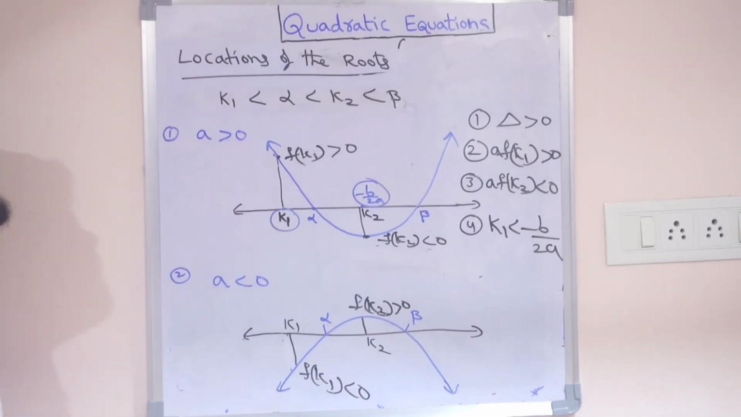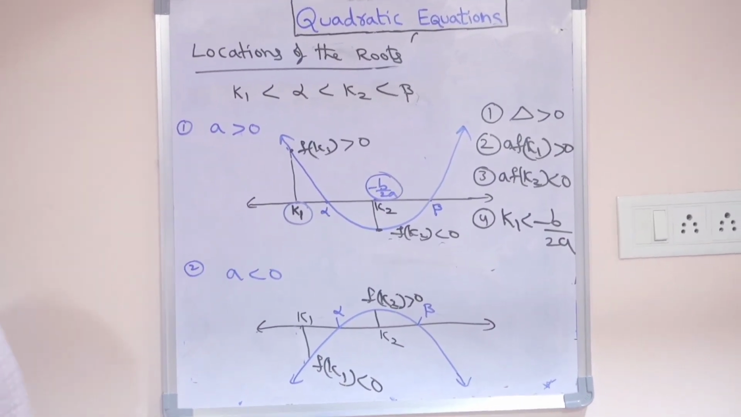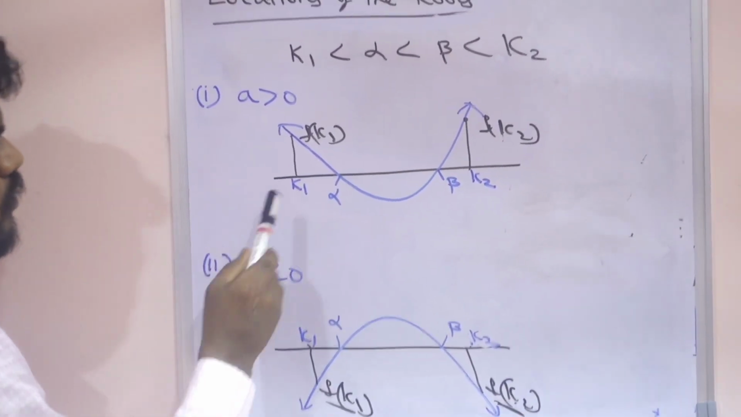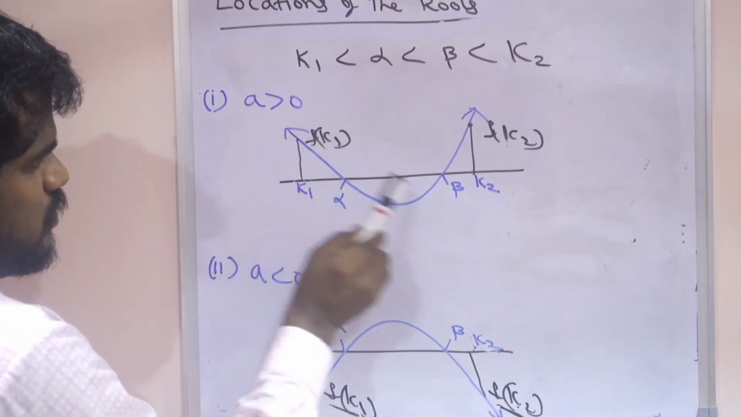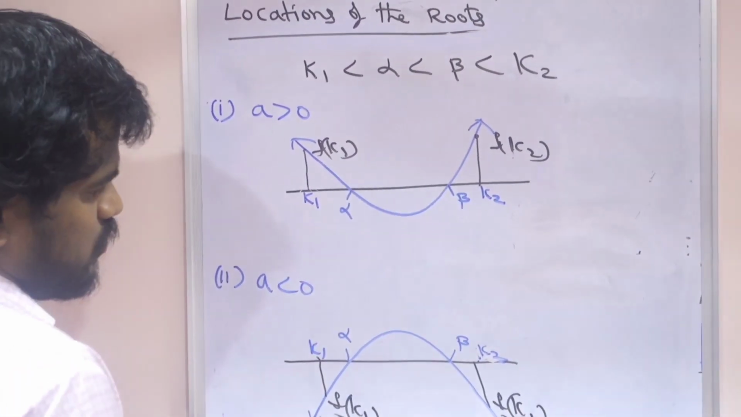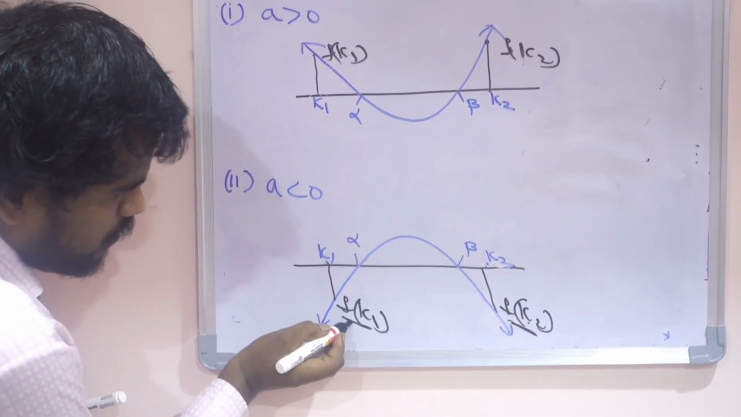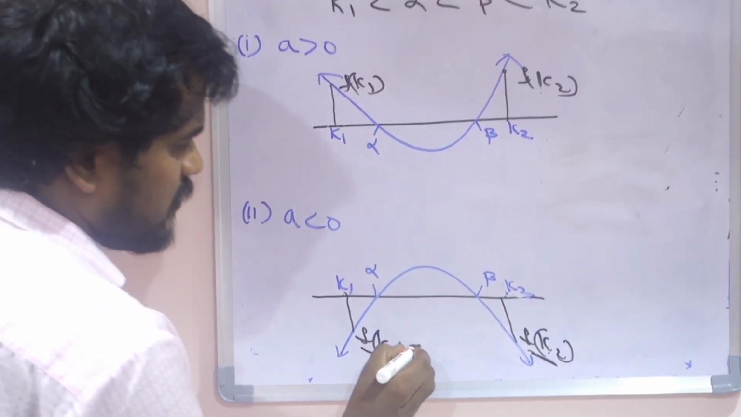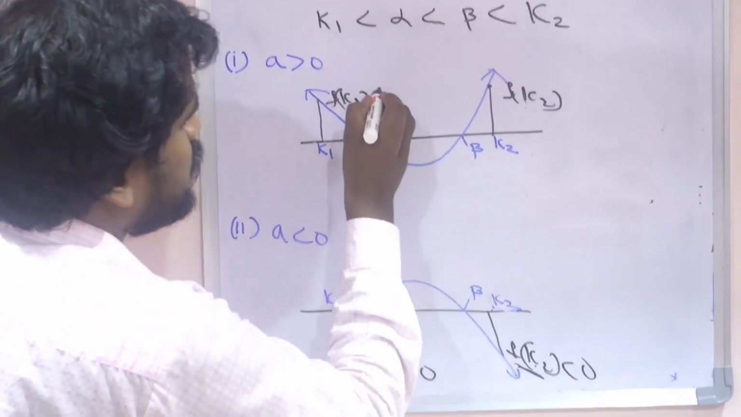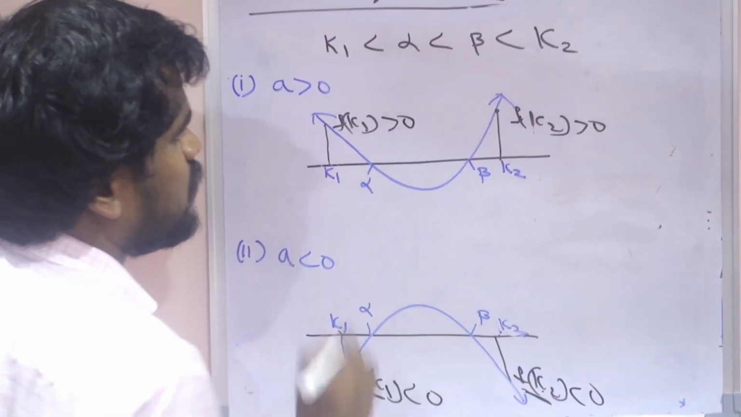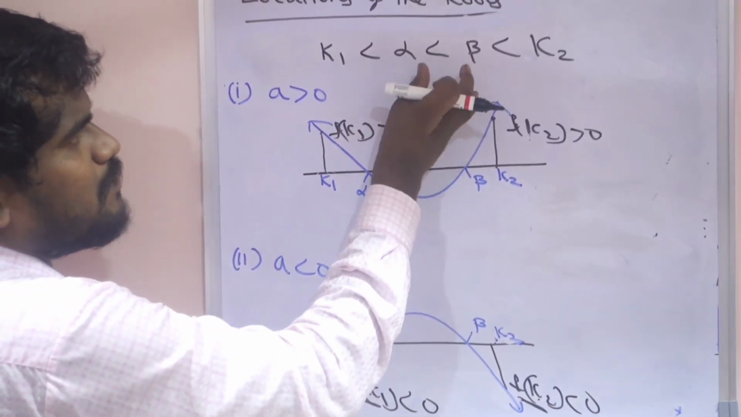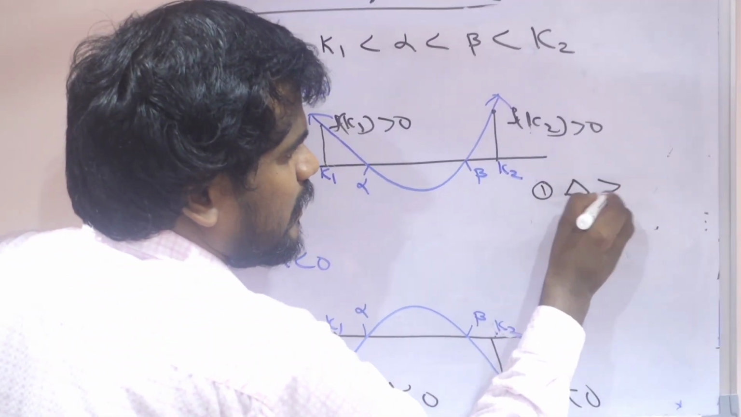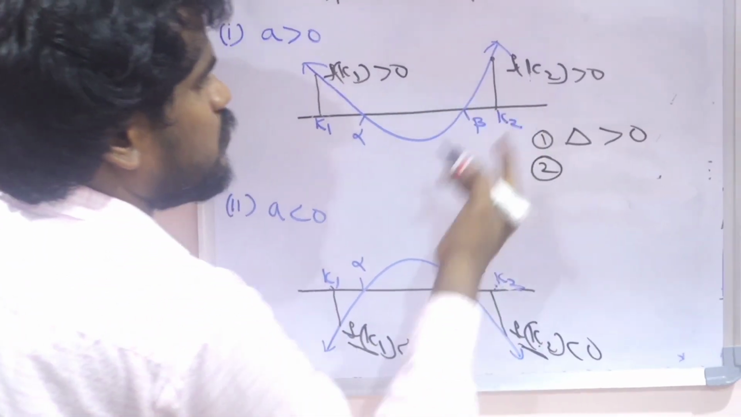Now we will see the last case. This is the last case: k1 less than alpha less than beta less than k2. Here f of k1 is positive and f of k2 is positive in one diagram, and in the other both are negative. Alpha less than beta means both roots are distinct. So the first condition: delta is greater than 0, because the roots are distinct.